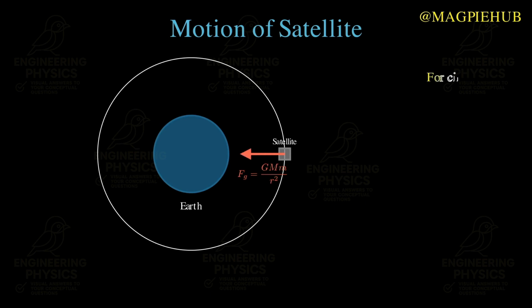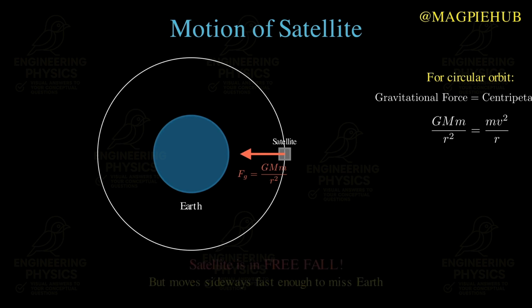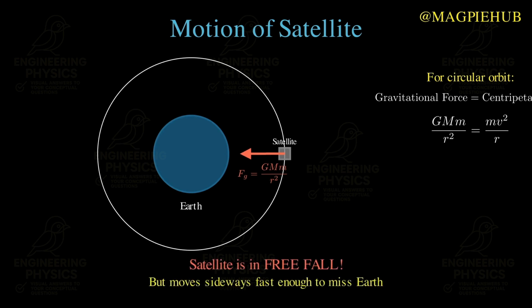For circular orbit, gravitational force provides centripetal force. GMm by r squared equals mv squared by r. This balance keeps the satellite in stable orbit. The satellite feels weightless because it's in free fall, just like astronauts in the ISS.